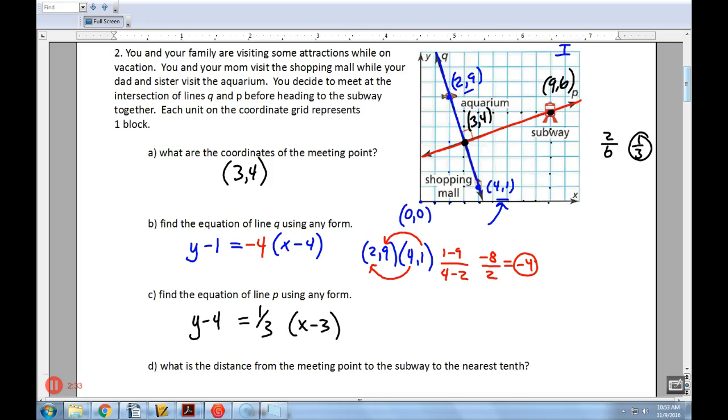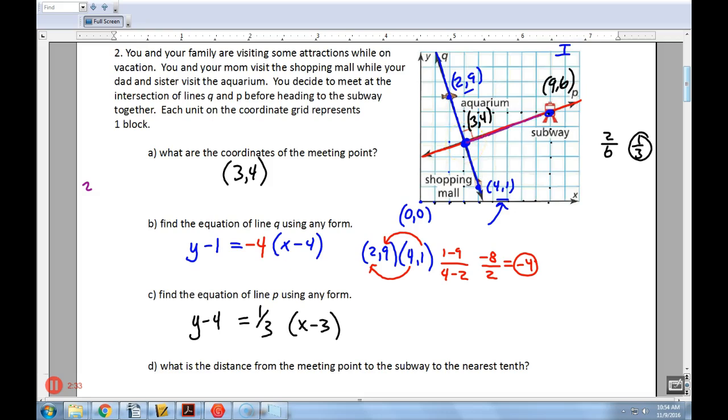What is the distance from the meeting point to the subway? So this actually goes back to chapter 1. So I need to find the distance from the meeting point to the subway. All right. Well, I'm going to erase a couple. Well, actually, I don't have to erase it. I guess I can kind of use the bottom part. But there's a distance formula. I'm not a big fan of it. I'm going to create a triangle.